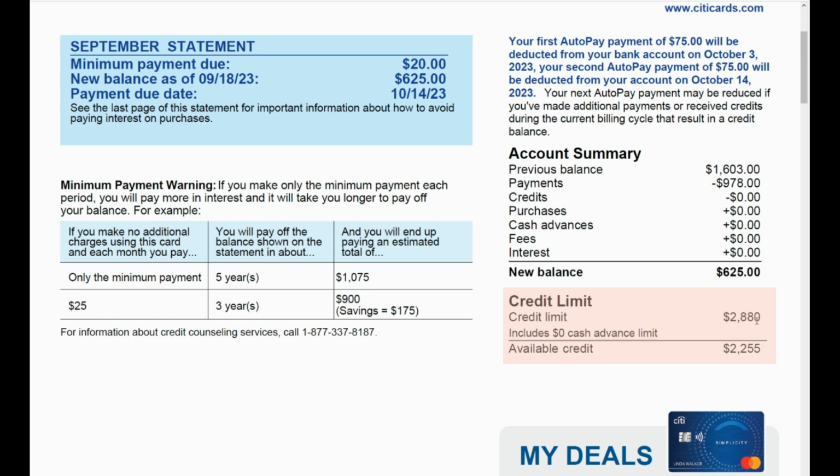Right underneath the account summary here, you have your credit card limit information. Here it's stating for this card, my credit limit is $28.80, and this includes $0 in cash advance limit. So I do not have cash advance for this card. My available credit is $2,255 because I have a balance of $625.